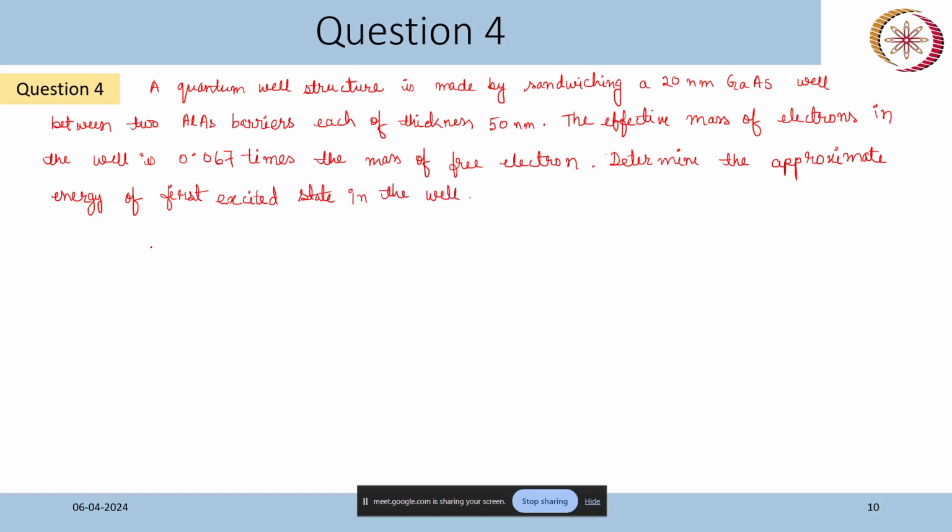The options are A, 56.3 milli electron volt, option B is 48.1 meV, option C is 0.9 eV, option D is 1.9 eV.